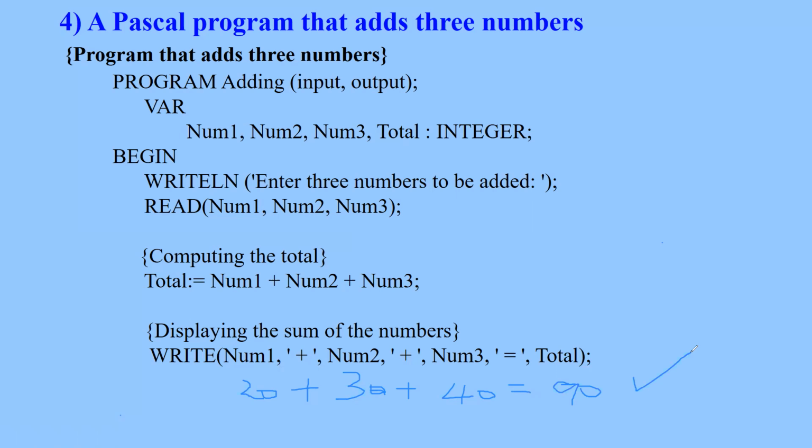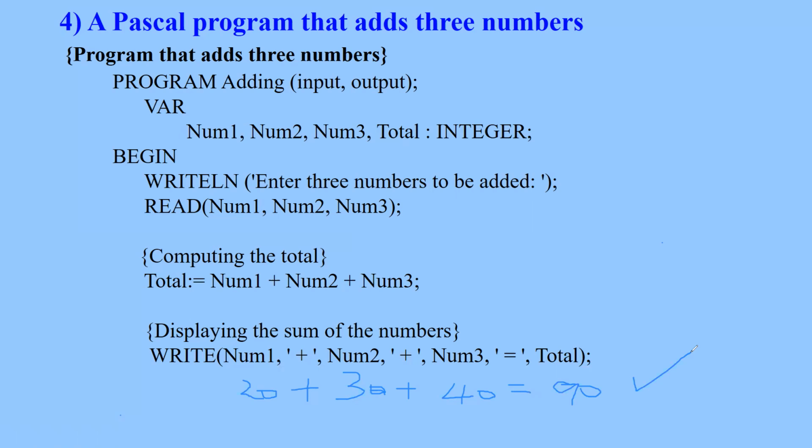Right. Pick what is in memory location number 1. What is there is 20. It is displayed on the screen. So 20 will be displayed on the screen. Then followed by the character plus, the addition sign. So it will be directly displayed on the screen.